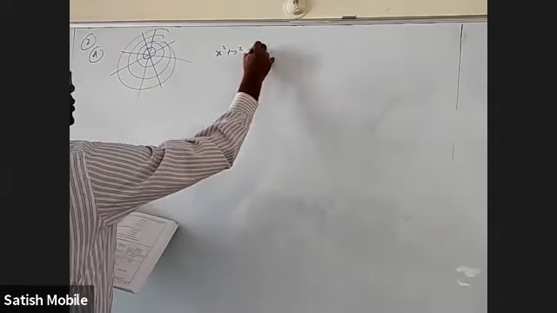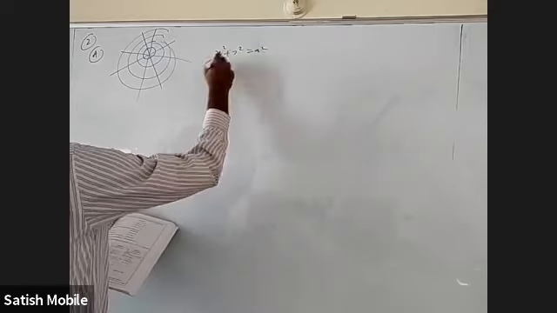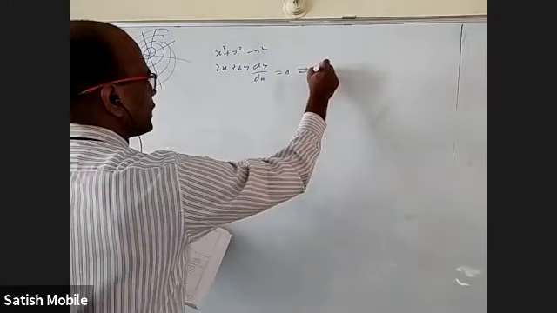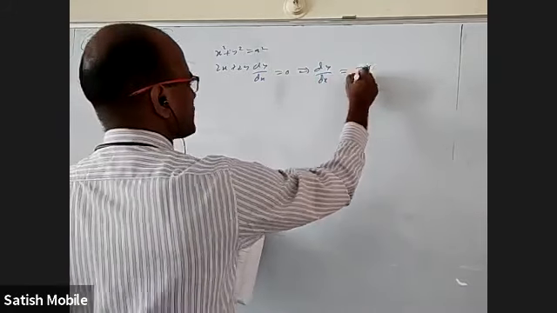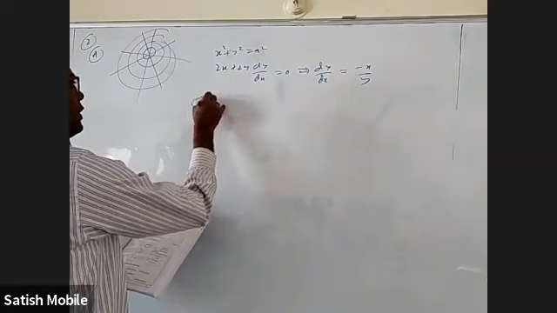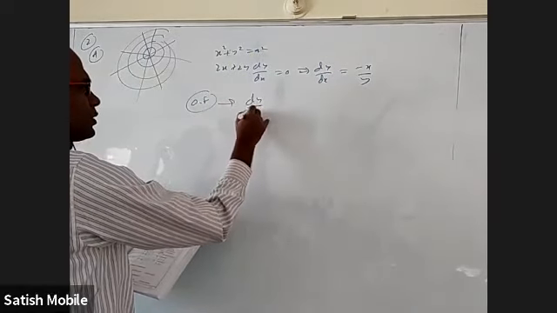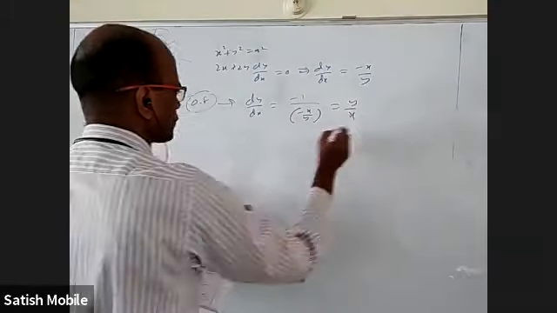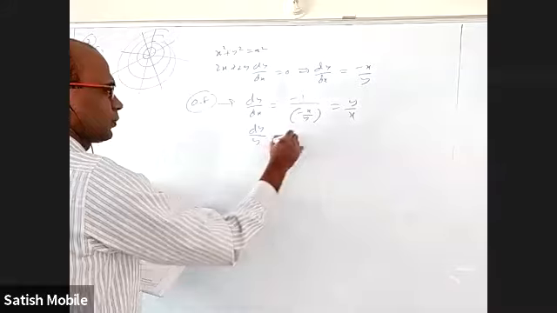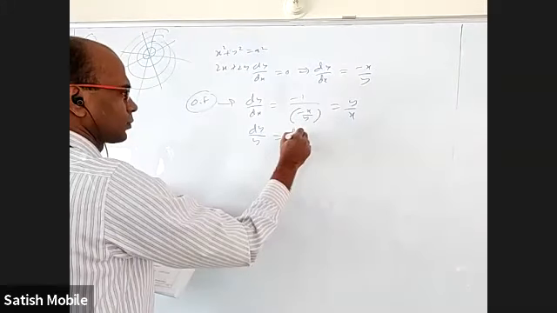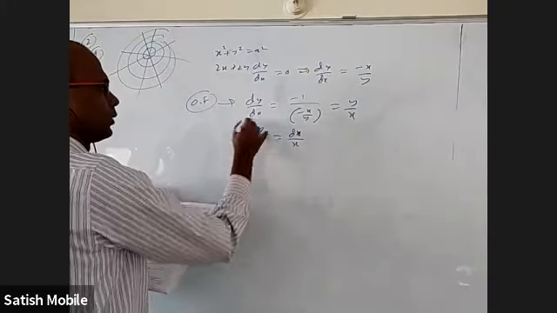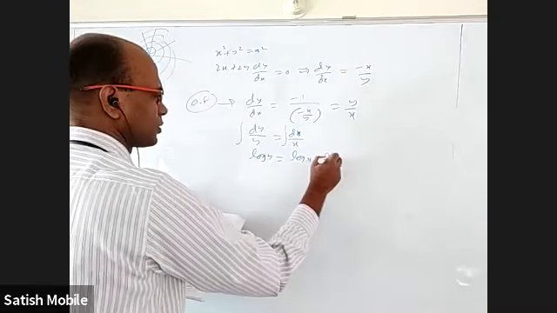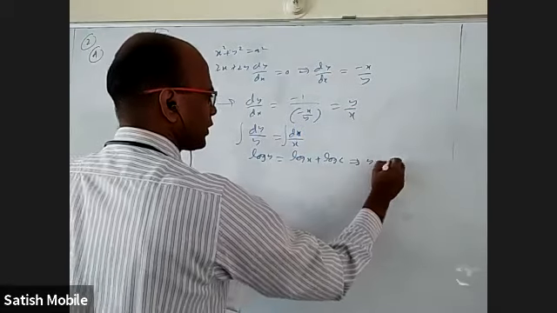x square plus y square equal to a square. That is 2x plus 2y dy by dx equal to 0. We'll get dy by dx equal to minus x by y. So for the orthogonal family, the differential equation is dy by dx equal to minus 1 by minus x by y, which is y by x. So dy by y equal to dx by x. When you integrate, this is log y, this is log x, this is log c. We'll get y equal to cx.